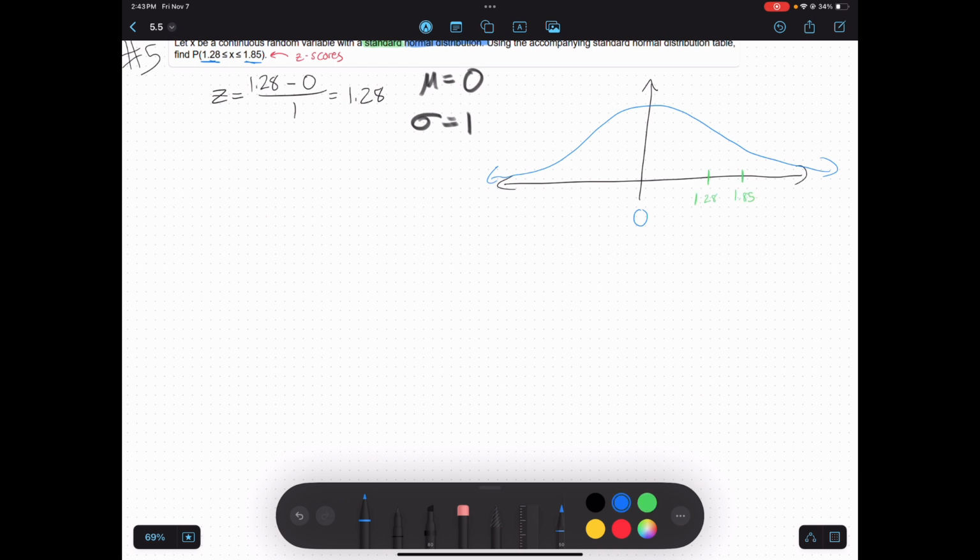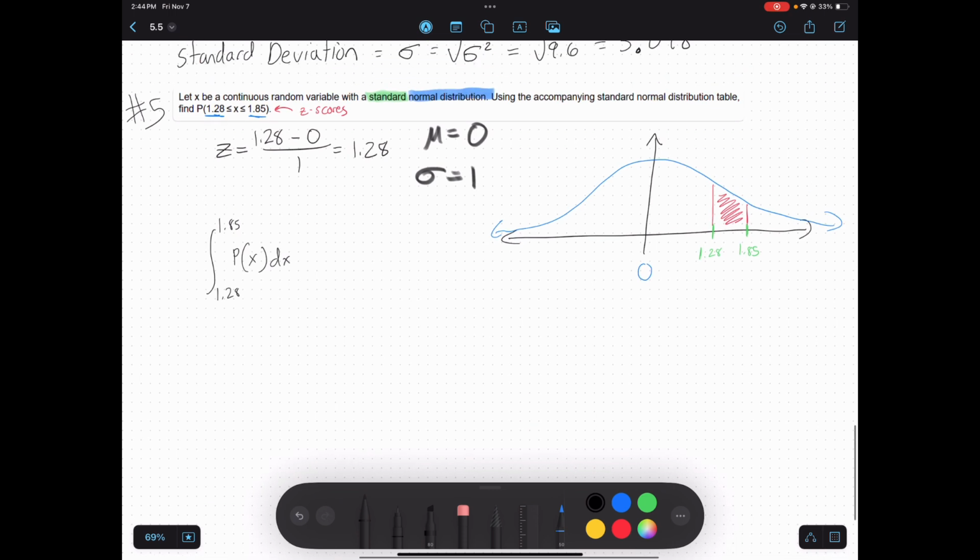And based off what I understand of probability density functions, it's asking for this area in between the two. If I had a probability density function, I could do this by calculating the integral between 1.28 and 1.85 of my probability density function. But once again, the problem is that this is a normal density function, meaning it's impossible to integrate. So I have to use my table.